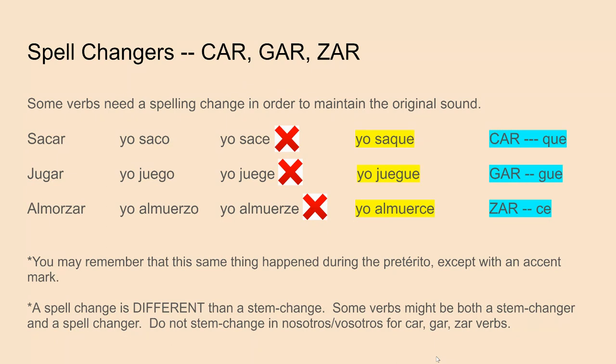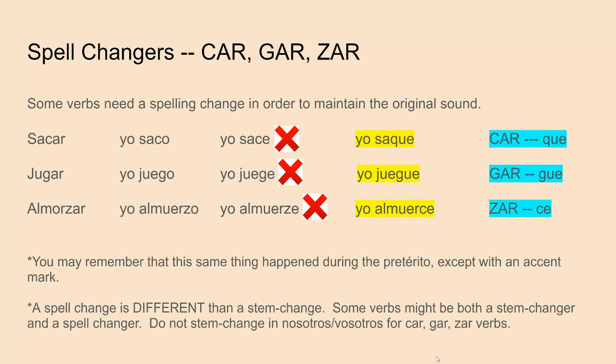These are very hard for me to pronounce incorrectly. So really, I want it to be yo juegue. So I added that U to get the hard G sound. With almorzar, the yo form is yo almuerzo. So I end up with yo almuerce. Usually the Z doesn't go next to an E, so I switch it to a C, yo almuerce. This would be true for all of the car, gar, zar verbs that you know.